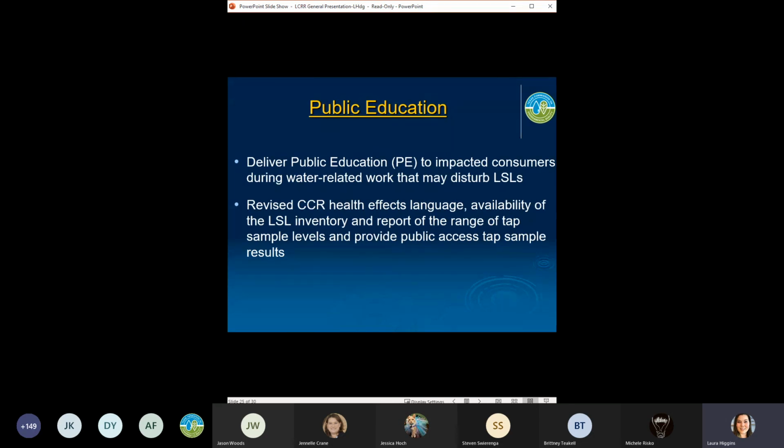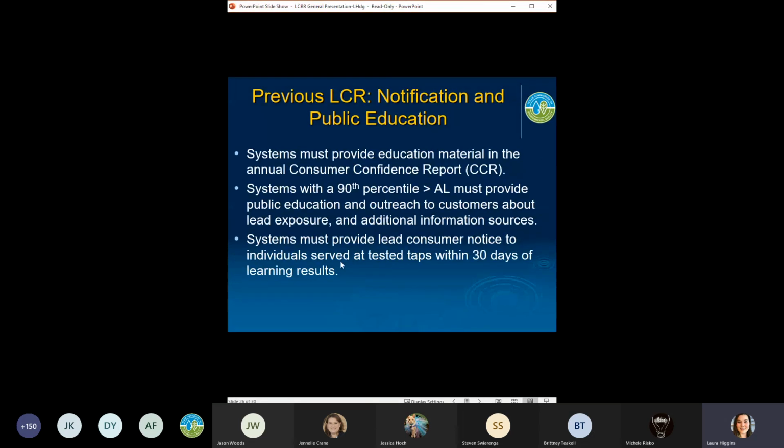Further, public education should be delivered to impacted customers during water-related work that may disturb any lead service lines. And revision to the consumer confidence report, health effects language, availability of the lead service line inventory, and report of the range of the tap sample levels, and should also provide public access to tap sample results.